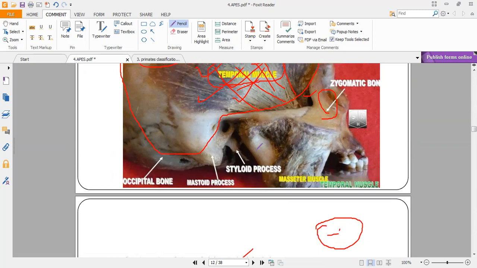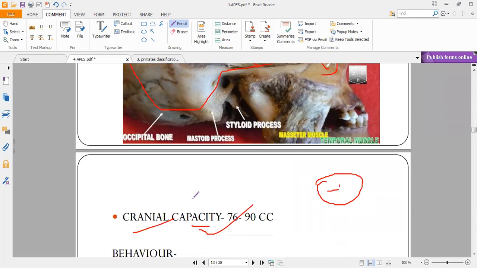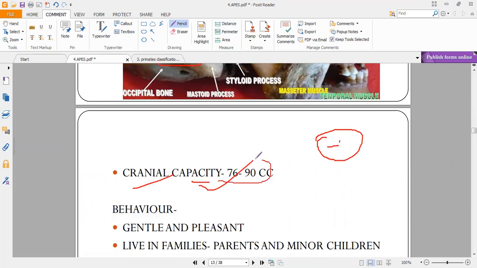This part is called the cranial part, or you can say cranial capacity. How much volume or space is there inside? The cranial capacity is very small, 76 to 90 cc. CC means cranial capacity, a standard measurement for the area within the skull. So, 76 to 90 cc.